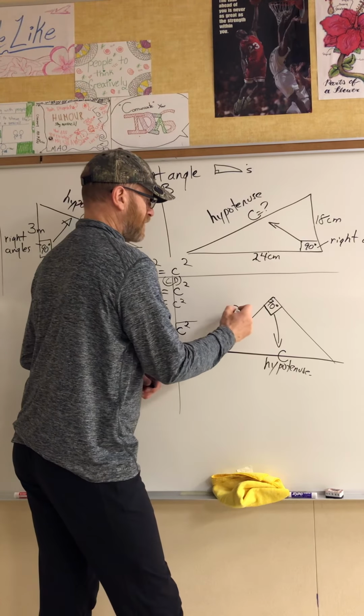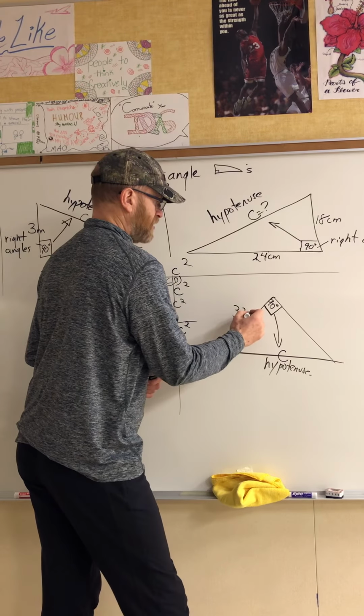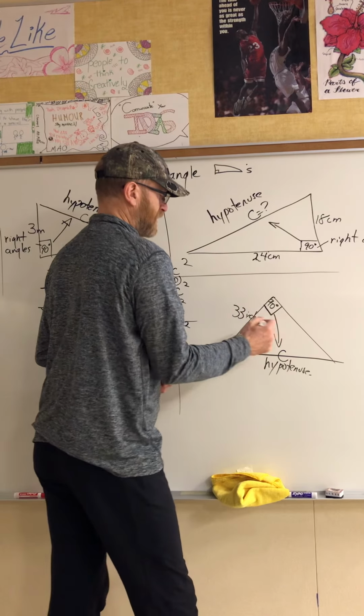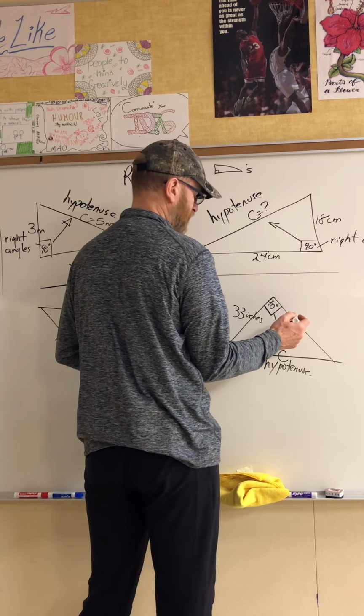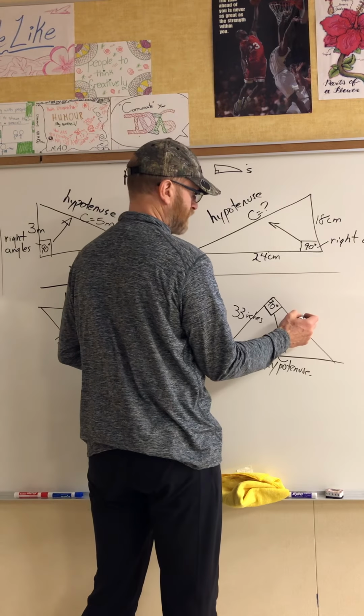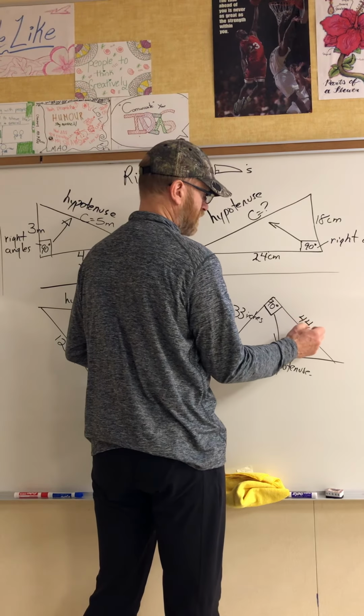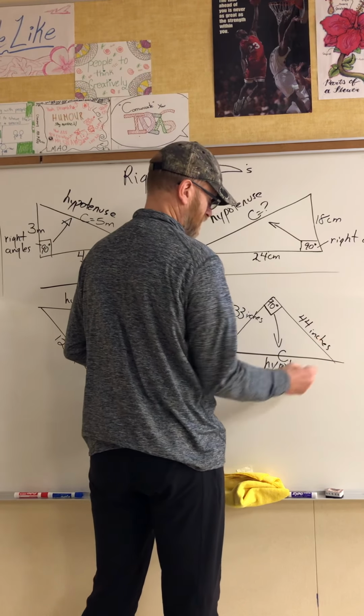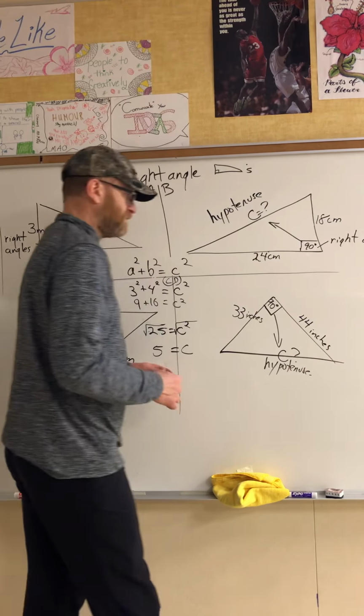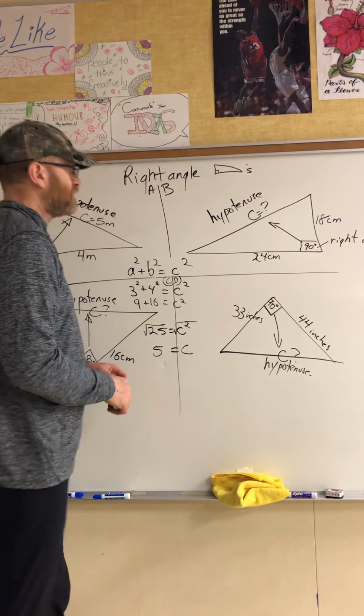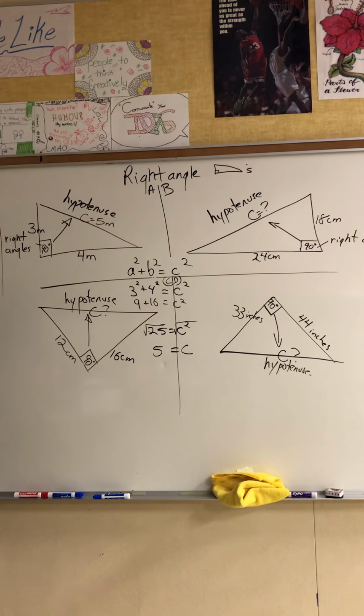And then this one here, let's make this one 33 inches, and we'll make this one, excuse me, 44 inches. What's this one? Okay, so that's your first set of problems with regard to Pythagoras.